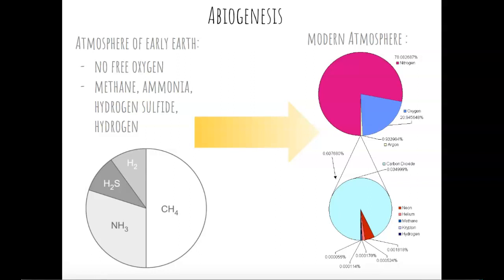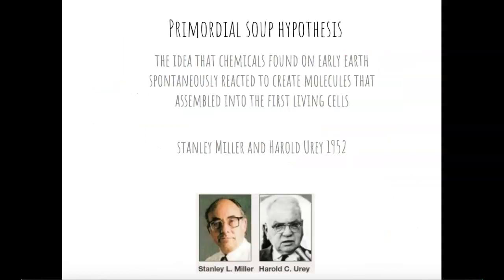But considering the atmosphere of the early Earth, how did life begin with none of the environmental gases and things like that that we would need for life as we know it to occur? One of the most widely accepted hypotheses for how life came from nothing was created by Stanley Miller and Harold Urey in the 1950s. And this idea is what we call the primordial soup hypothesis.